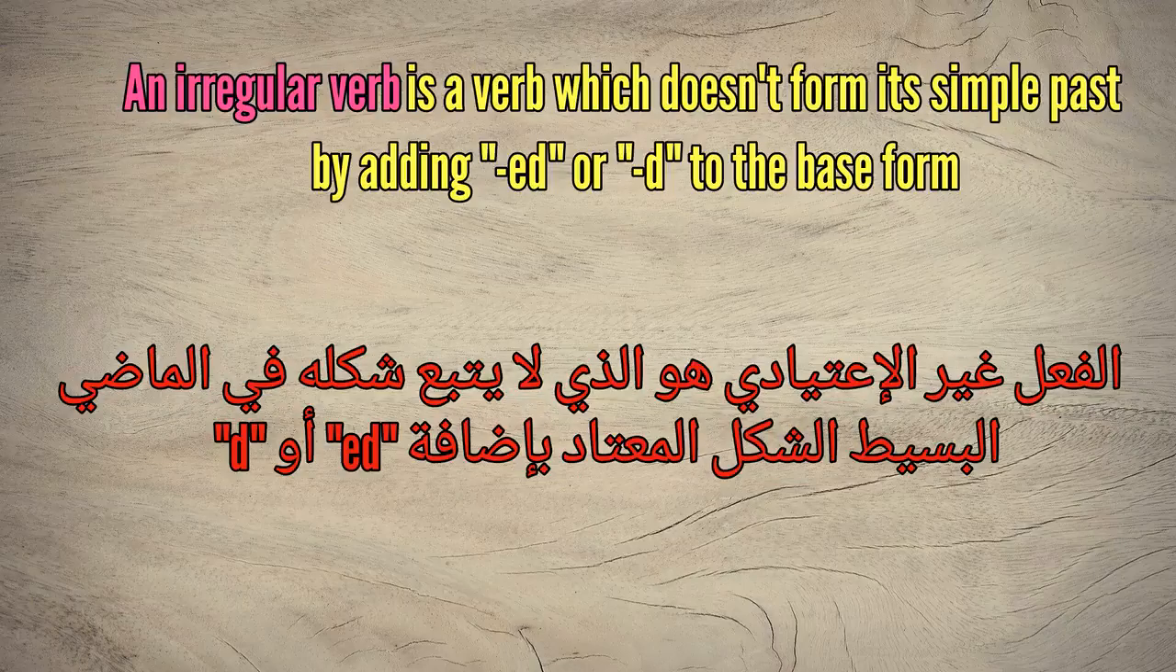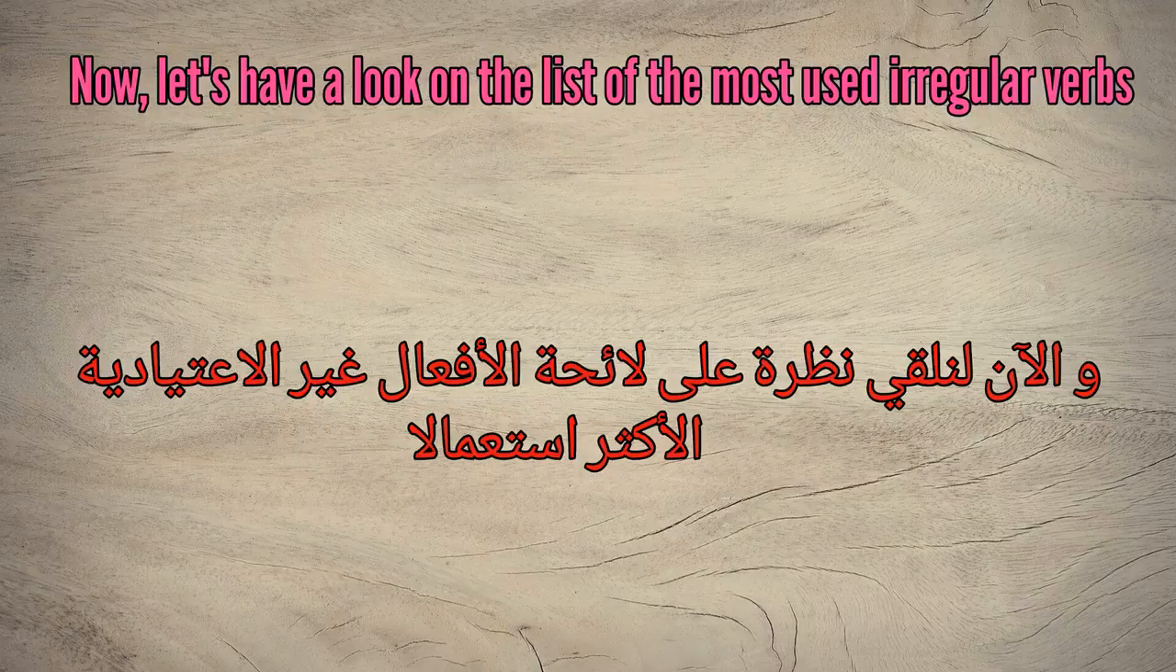An irregular verb is a verb which doesn't form its simple past by adding ed or d to the base form. Now let's have a look at the list of the most used irregular verbs.